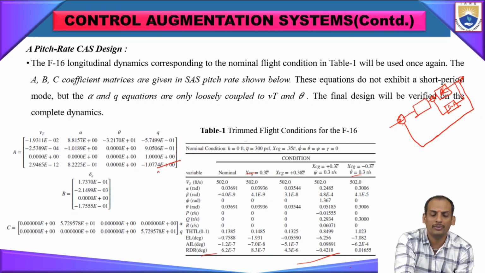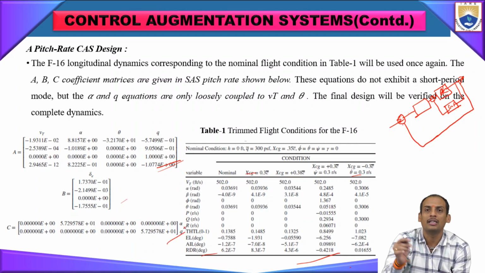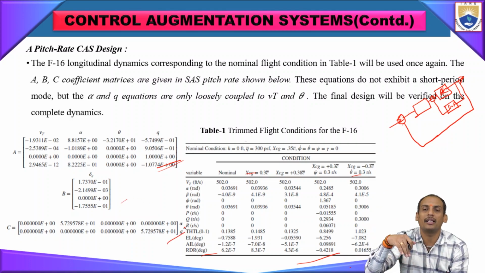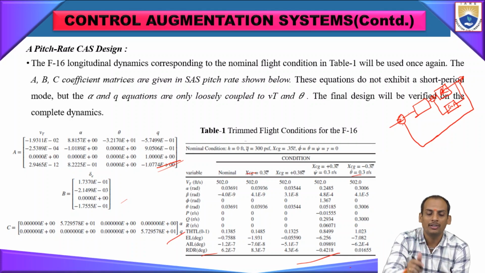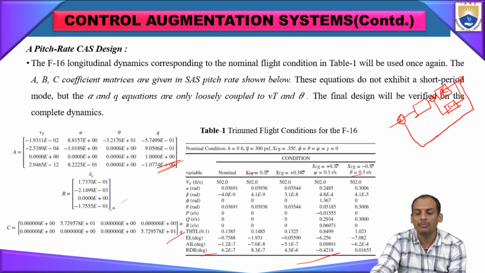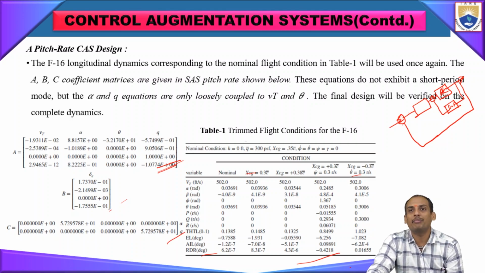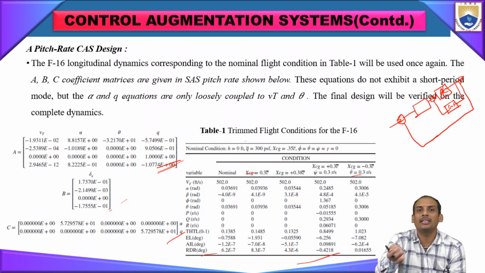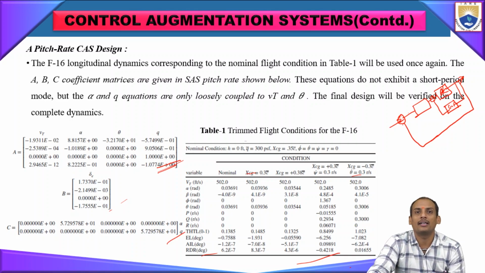So we will get these three coefficient matrices from the solution of the Laplace transform equation. You get the A matrix, the B matrix, and the C matrix. Here the A, B, C matrices give the values for alpha, Q, VT and theta. Alpha is the angle of attack, Q is the pitch rate, VT is the velocity, and theta will be the elevator deflection angle.